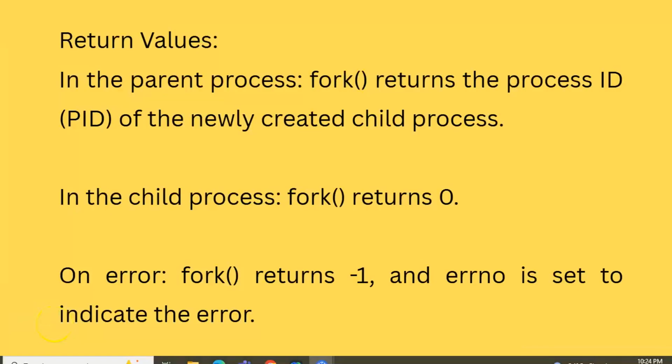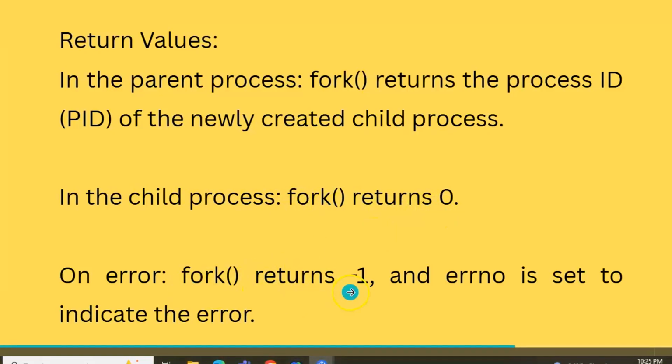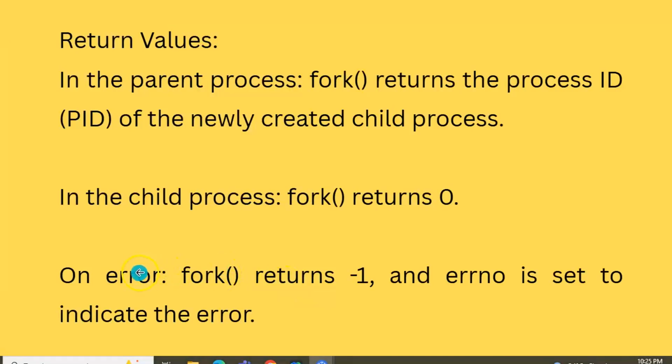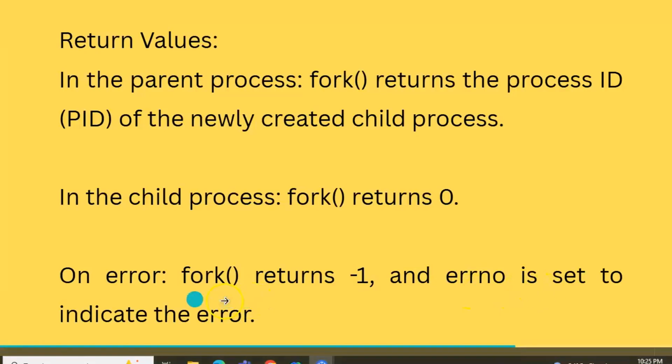Return values when we call the fork system call. In the parent process, fork returns the process ID of the newly created child process. In the child process, fork will return 0. When fork returns -1, it means that there is an error in creating the child process, and this error is indicated by errno, a built-in variable available in errno.h. It is used to indicate the error that occurred during the function call in the C programming language.